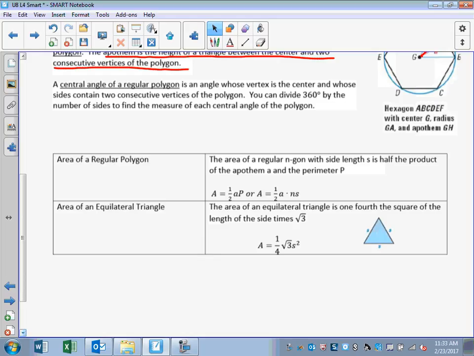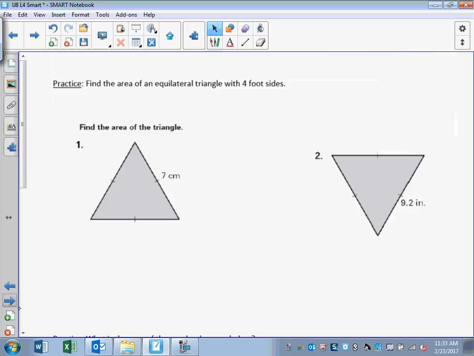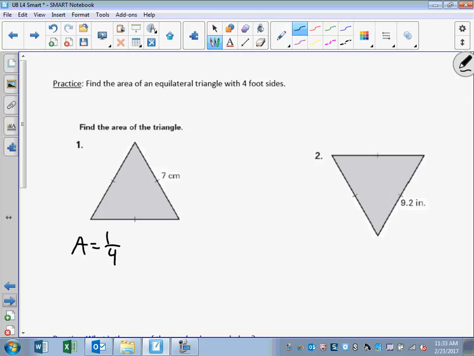So we learned how to find the area or height of an equilateral triangle in the previous unit, but we can actually just use the formula that they gave us, which is A equals 1/4 square root of 3 times side squared. So the side in this case is going to be 7. So if you do all of that out, you should get A equals 21.2. So take a second and do number 2. See what you get.